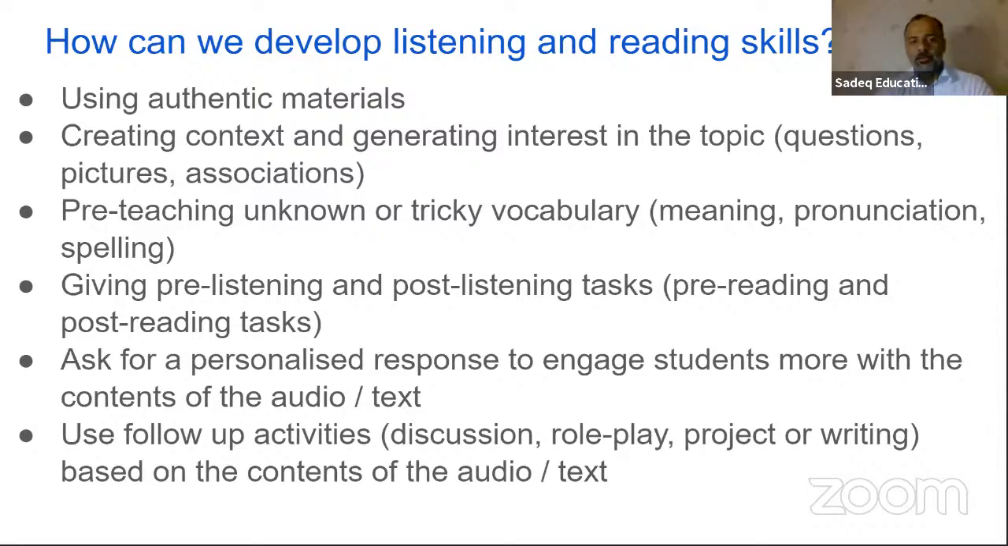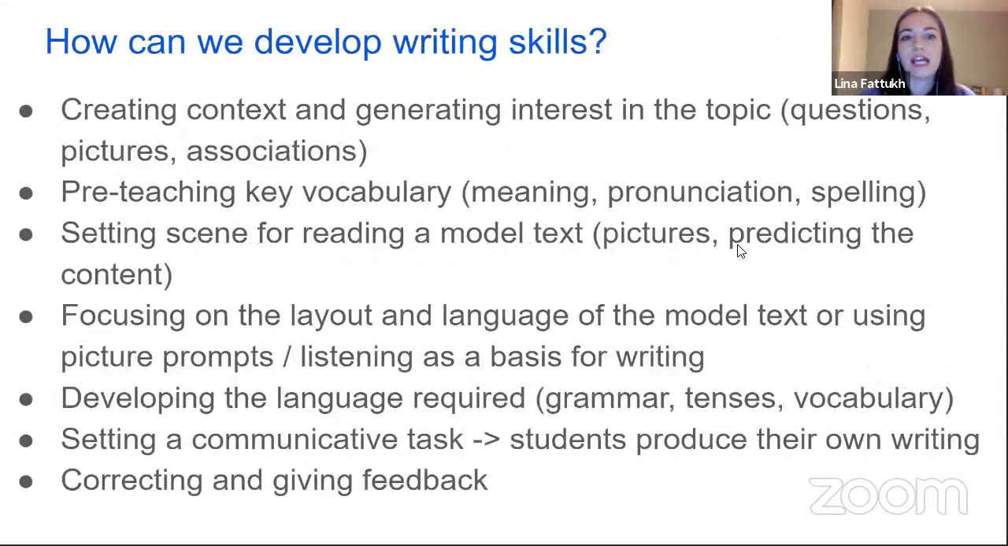Very good. Okay, can proceed. Thank you, Alina. Okay. So let's move on to the next skill, and it's writing. So how can we develop writing skills?